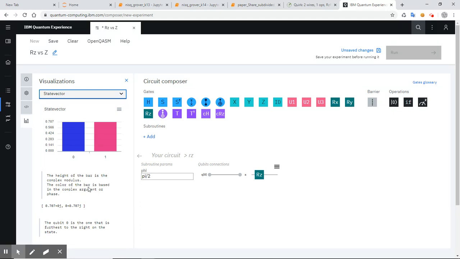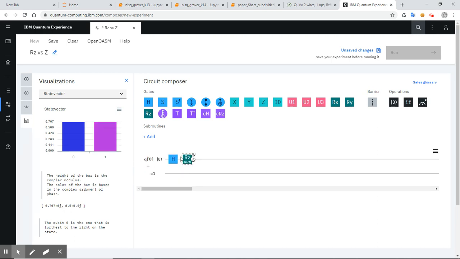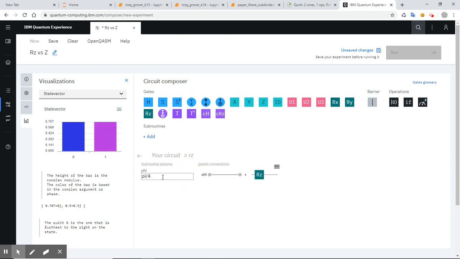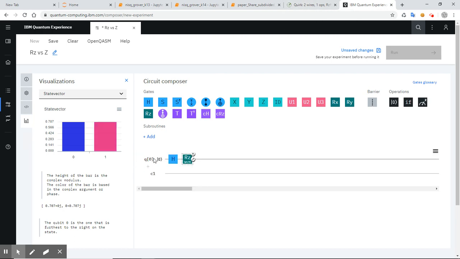Pi divided by 4. Pi divided by. So we compare it to Quirk, right? Pi divided by 2. Let's do pi divided by 2. Okay, so it gives us this state like 0.7 plus 0 imaginary and then 0 plus 0.7 imaginary.